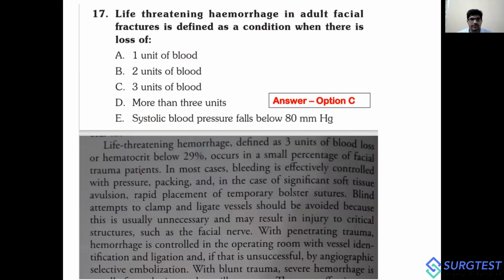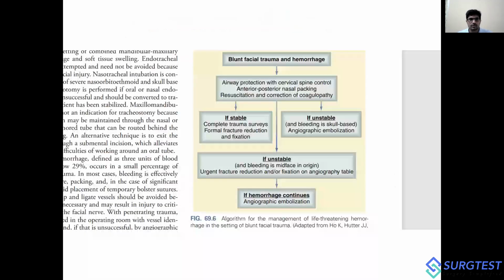So one more question is life-threatening hemorrhage in adult facial fractures is defined as condition where there is a loss of. The explanation is taken from the Sebastian textbook. It is 3 units of blood or HB less than 9, that is around 27 hematocrit. So one more is this thing, blunt facial trauma hemorrhage. This is also taken from the Sebastian.